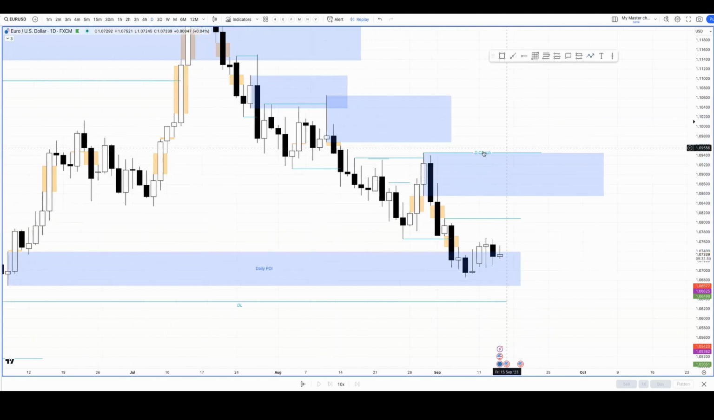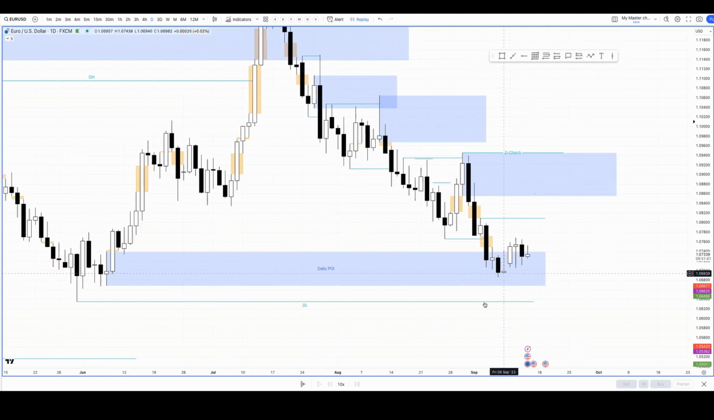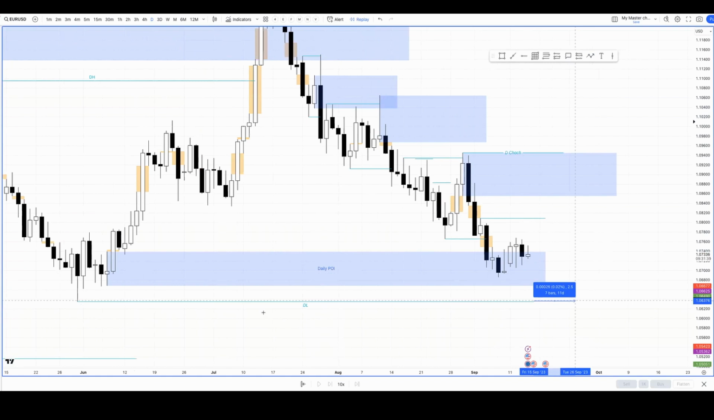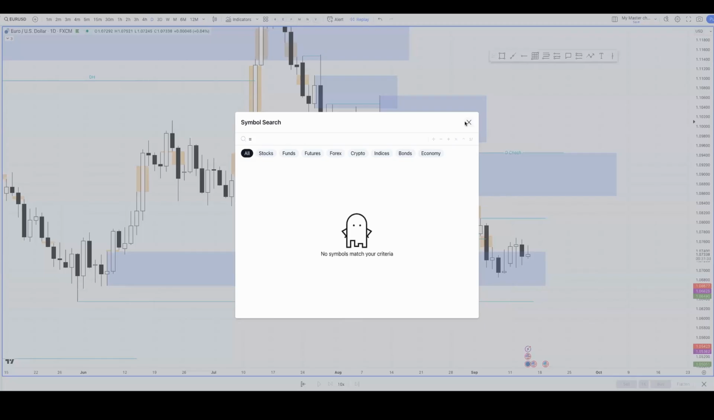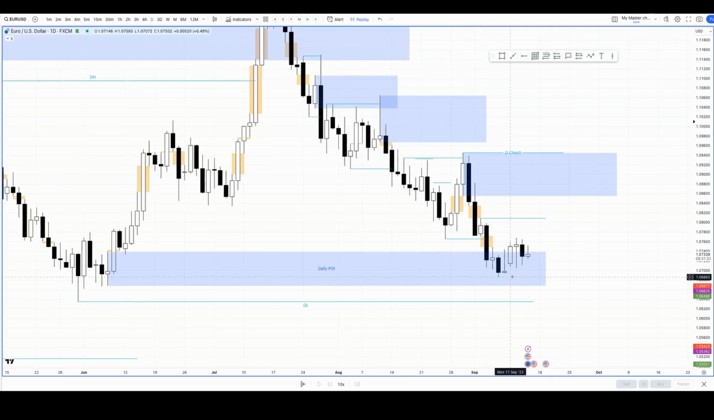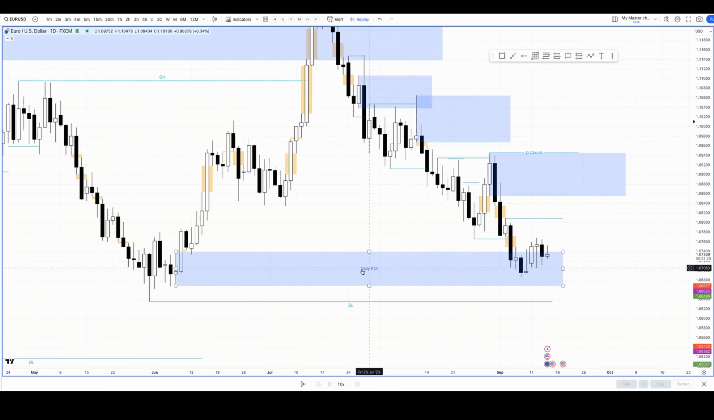But for me, until we break this high right here, I'm still happy to short the market down from this area. And it's the same like this, until we break this external low here, I'm still happy to look for longs out of this area. So it's understanding where you are sitting in the market in between demand areas and supply areas.